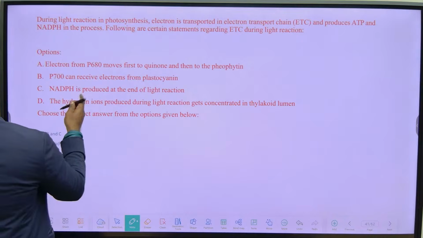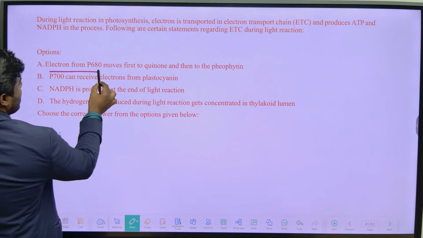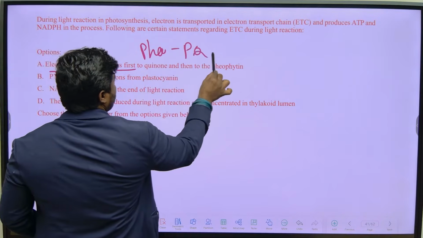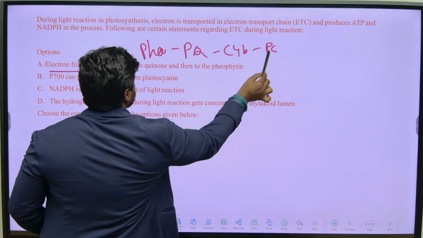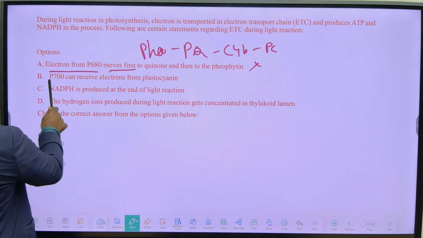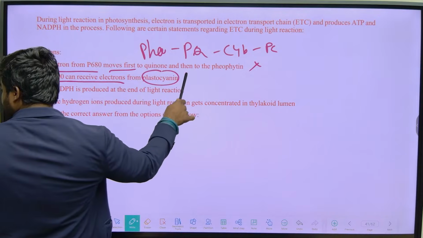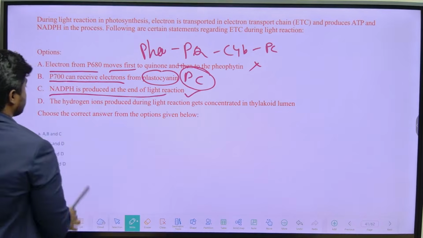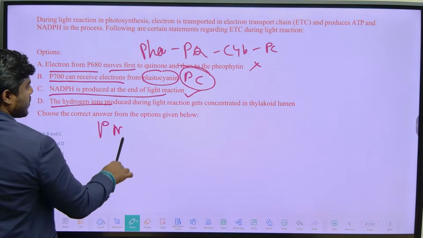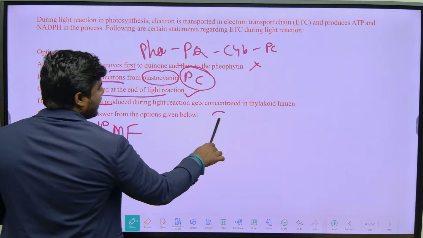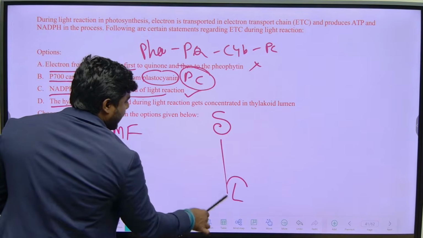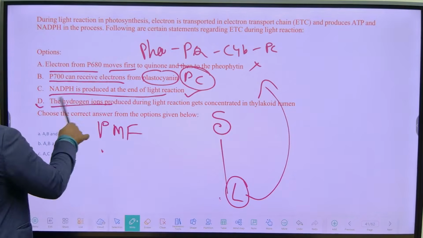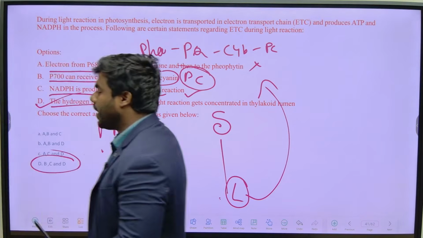See, the question says that electrons from P680 move first to what? Pheophytin, then plastoquinone, followed by cytochrome b6f and plastocyanin. So this is a wrong option. P700 can receive electrons from plastocyanin, which is the final electron donor. NADPH is produced at the end of the light reaction. The hydrogen ions create a force called proton motive force. All the protons come from the stroma to the lumen, so they finally accumulate in the lumen, and again they go back to the stroma. So that is also right. Hence the correct answer will be option D.